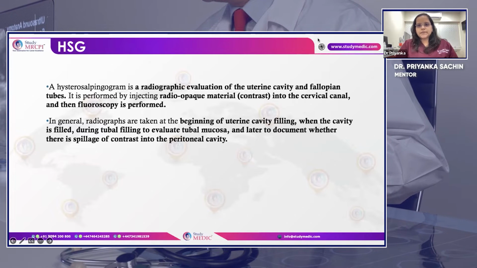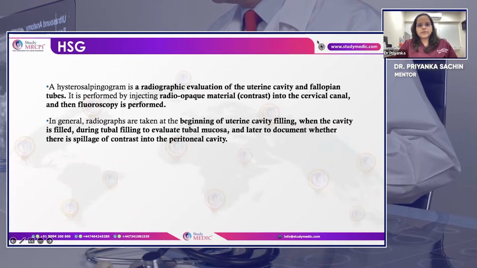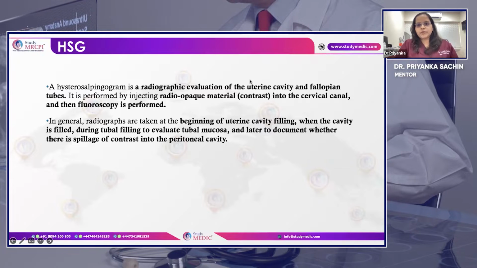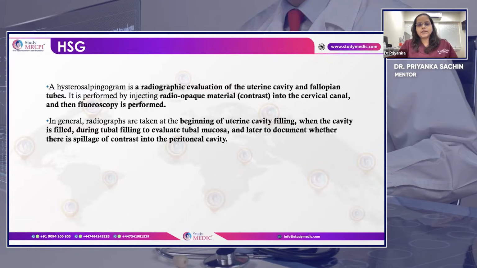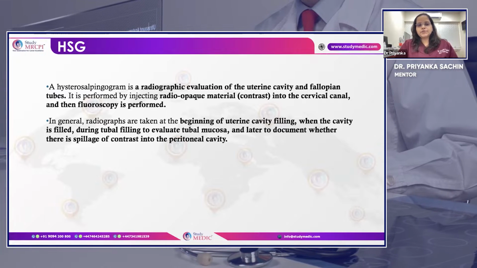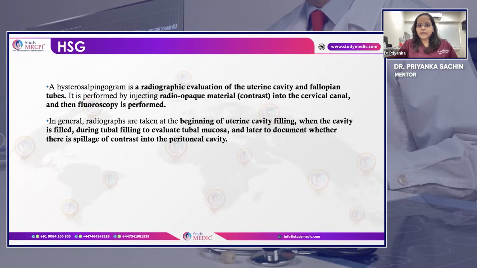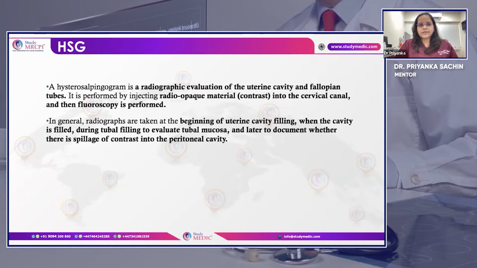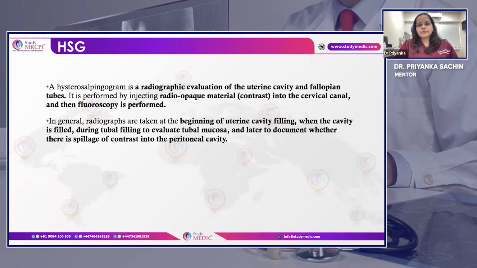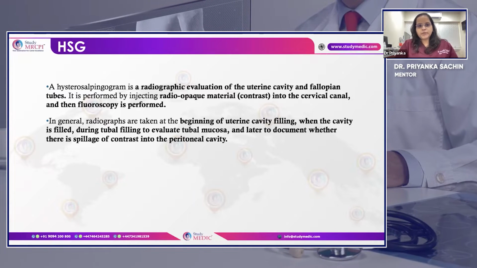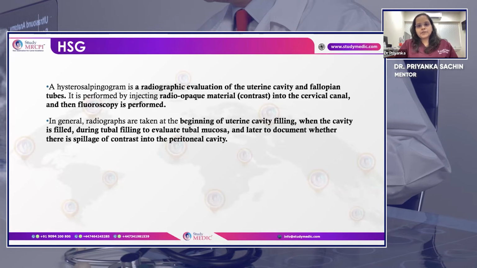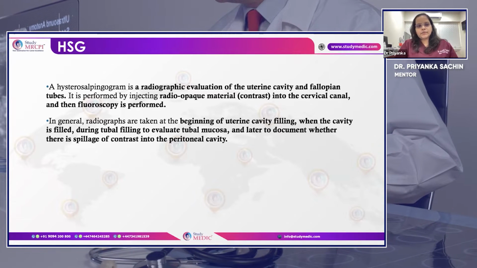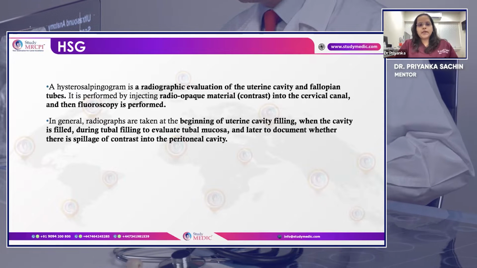So coming to HSG, what is an HSG? It is a radiographic evaluation of the uterine cavity and the fallopian tubes. It is an X-ray examination where a dye, a contrast, is injected, and then it is used to study the uterine and fallopian tube anatomy. Here the contrast is injected into the cervical canal, and then an X-ray is performed.